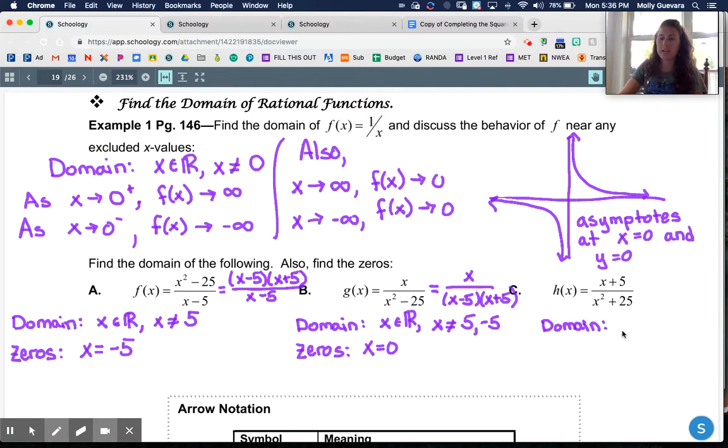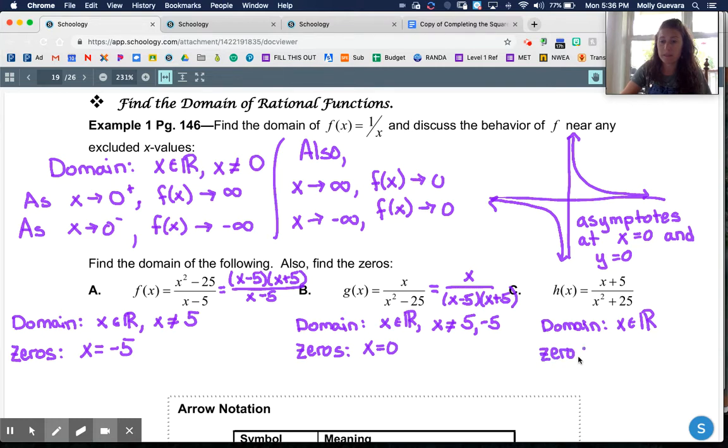So my domain is x is in the set, right, of all real numbers. And then x cannot be anything that makes the bottom 0. So as I'm looking here, no matter what number I plug in, I'm going to get a positive number or 0, right? So there's no way that this bottom will ever be 0. So I actually don't have any exclusions here. My domain is all real numbers. I can plug in anything my little heart desires.